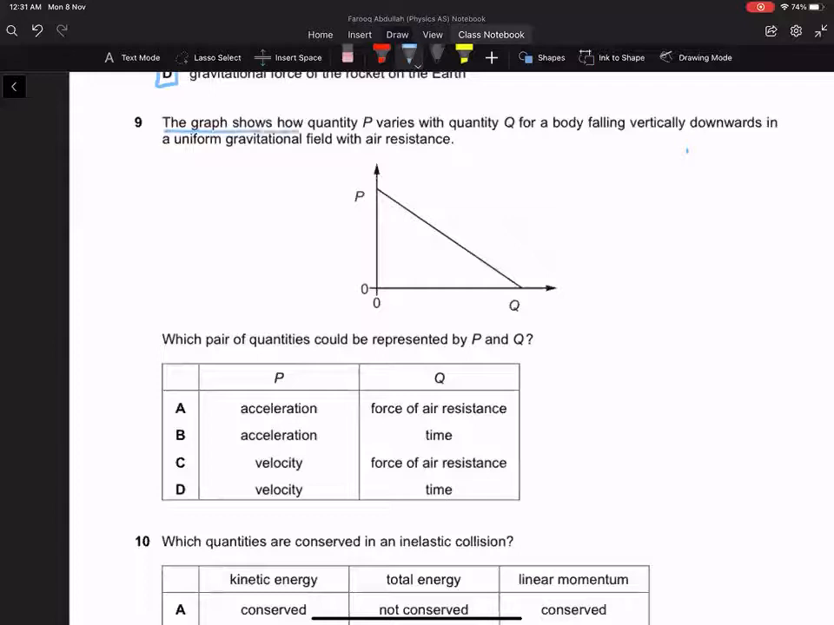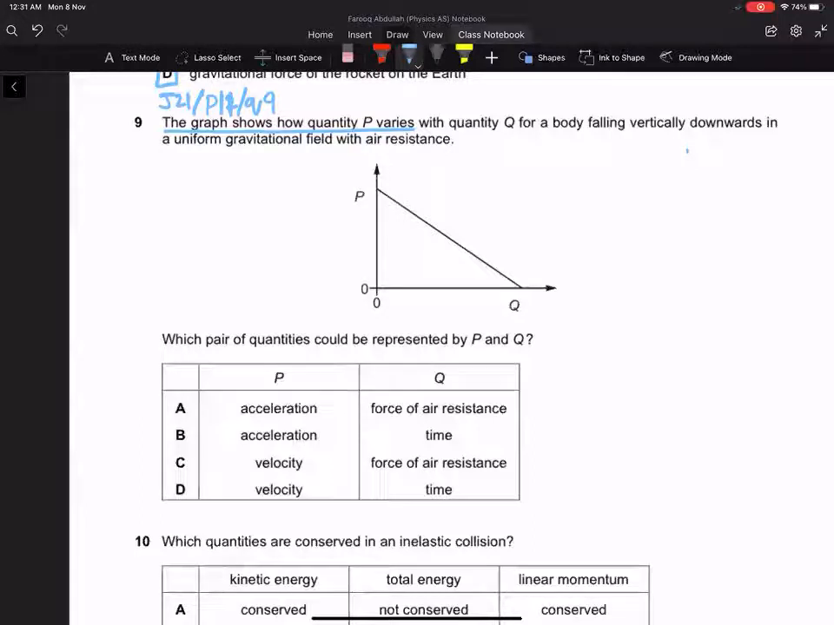Question number 9 is an interesting question. It's June 21, paper 1, 2, and question number 9. Oh, okay, it's paper 1, 1, sorry. It's paper 1, 1, question number 9. June 21, paper 1, 1, question 9.